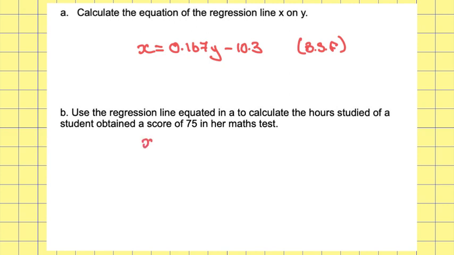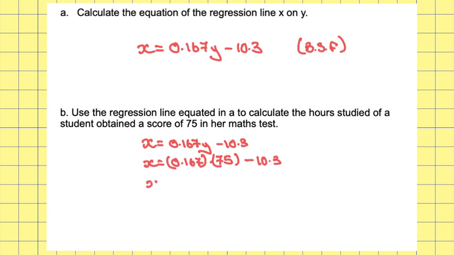So we use the equation x equals 0.167y minus 10.3, substituting 75 for y, so x equals 0.167 times 75 minus 10.3, and if you calculate that on your calculator you get x equals 2.23 hours, which is very consistent with our data.